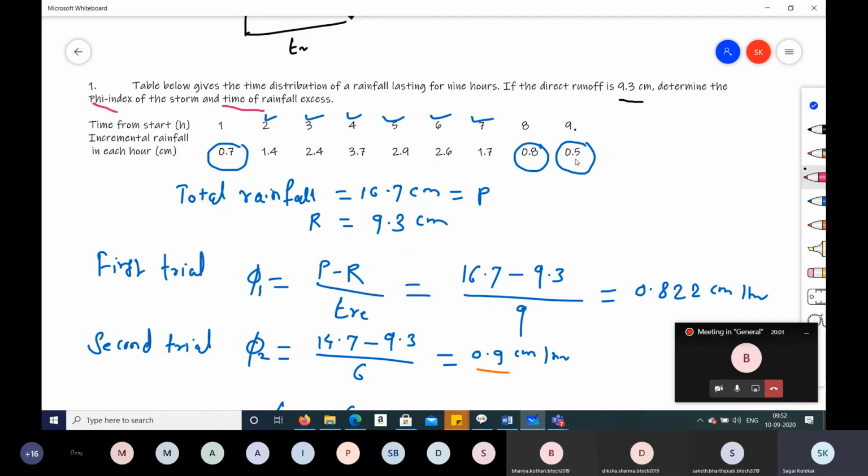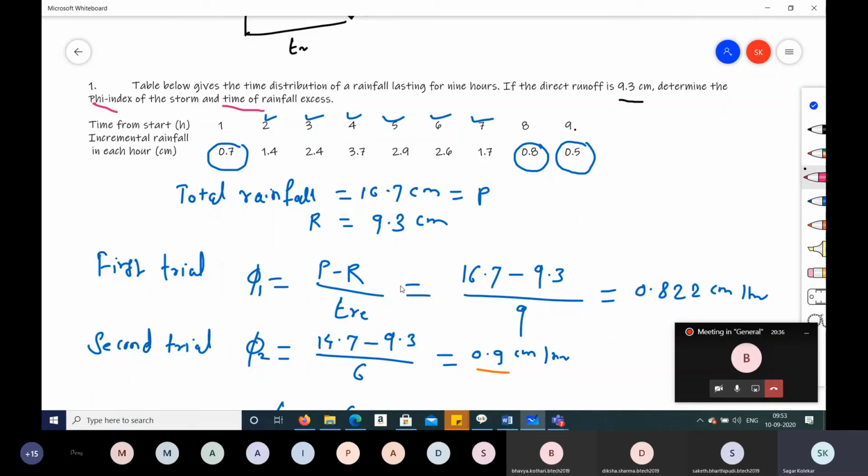So we removed these values, and in the next trial we took only 6 hours and the respective rainfall values, and we got the phi index as 0.9 centimeter per hour. And again we verified with these values, and we came to the conclusion that there is no value which is less than 0.9 centimeter per hour. It means that the assumption we made is correct, and that's why the value of the second trial, 0.9 centimeter per hour, is correct. And the respective rainfall duration, which is 6 hours, is what is asked here, the time of the rainfall excess.